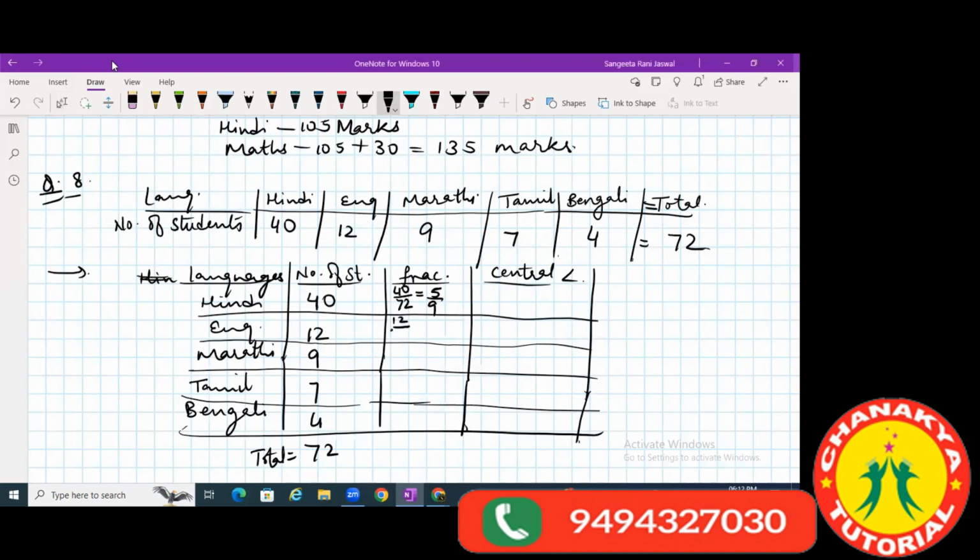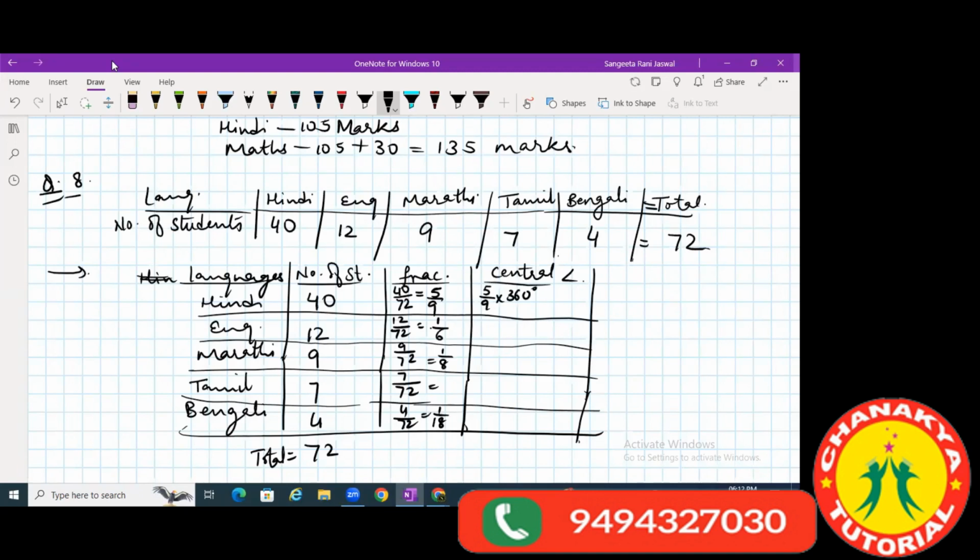Fractions? Okay, tell me what are the fractions you have got. Quickly tell me what these fractions are, in the simplest form. For English, it is 6 by 30. Tell me what the central angles are. What are the fractions? Tell me the reduced form. Ma'am, for the second one, I got 1 by 6 only.